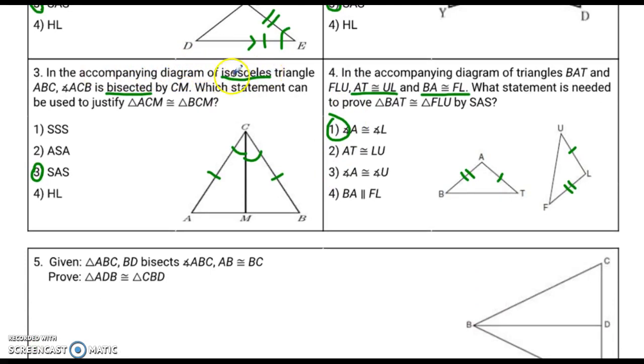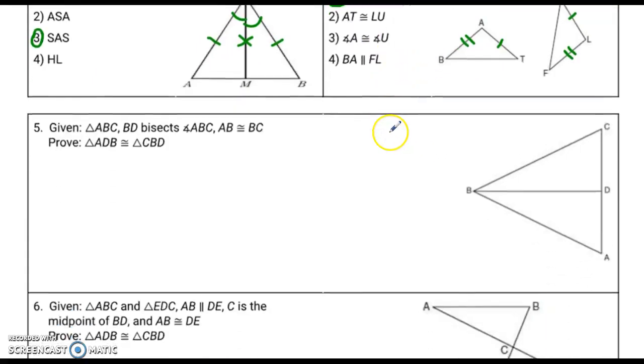The accompanying diagram, isosceles, was the tricky part here. Isosceles means these 2 sides are going to be congruent to each other. ACB is bisected by CM. That means that these 2 angles are the same, and we're using that reflexive property again to say that this side is congruent to itself. So side, angle, side. For question number 4, hopefully this is getting familiar to you because you've seen it 2 other times so far this video.